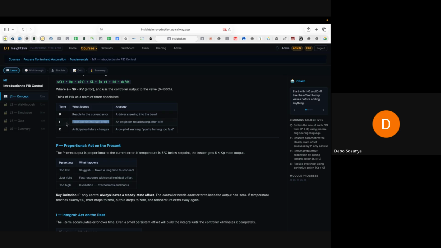So the integral term is not useful for prevention. It is only useful after the error has occurred. And then we have the derivative term, which anticipates future changes. It's just like a co-pilot warning you that you are turning too fast. So you are driving on a windy road.